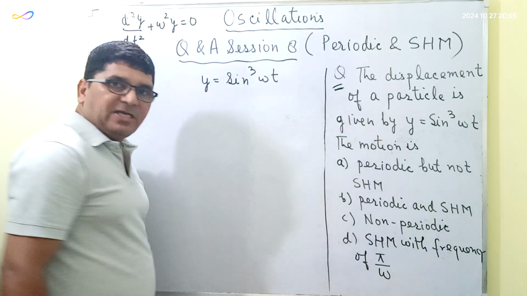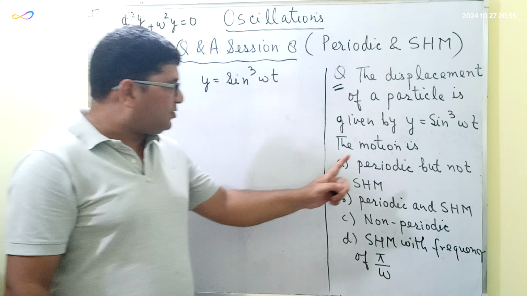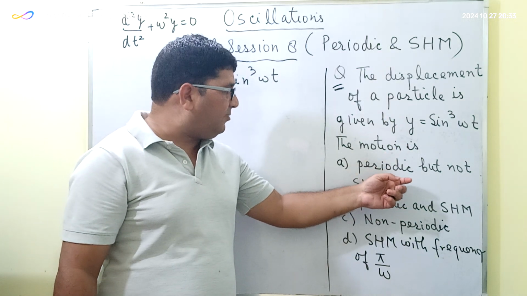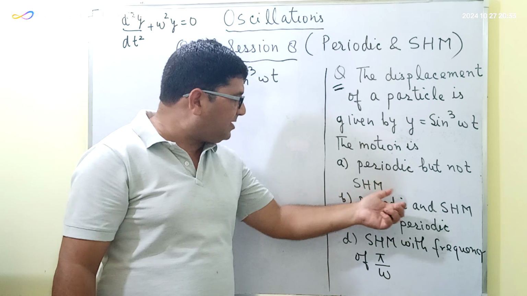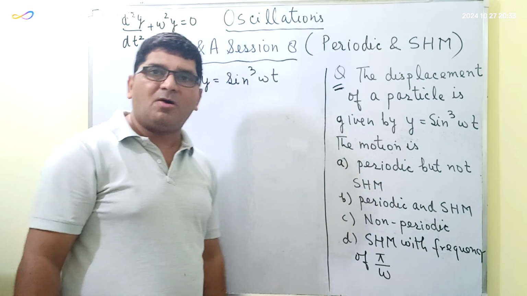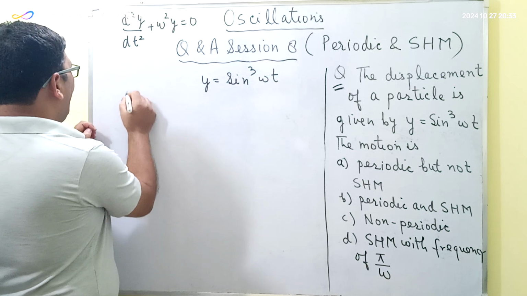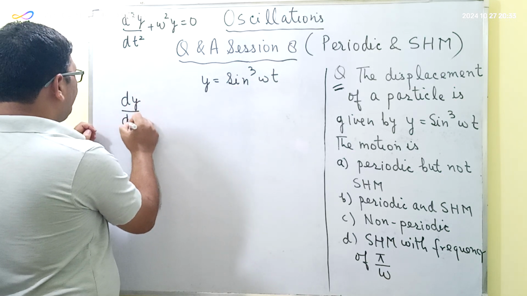Now any motion which is a sine function is always periodic. The first thing is clear that this motion is periodic. Now the only thing we have to find here is whether this motion is simple harmonic or not. The first thing is that I will be differentiating this equation with respect to t.